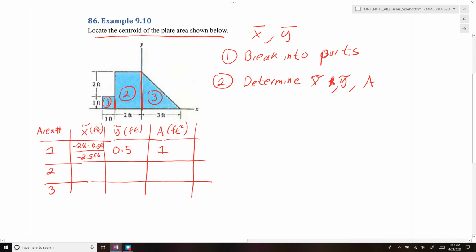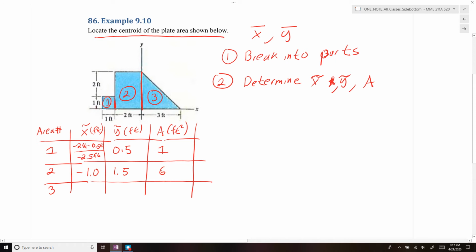Right. For area 2, x tilde is equal to minus 1 foot. The total width of area 2 is 2 feet, so half of the width would be equal to 1 foot. And since the right-hand boundary of area 2 is on the y-axis, it would just be equal to minus 1 foot on the left. Alright, so area 2, the base of it sits on the x-axis, so y tilde would just be equal to half of the height. The total height of area 2 is 3 feet, so y tilde would be equal to 1.5 feet. And then the area would just be equal to 2 feet times 3 feet, or 6 feet squared.